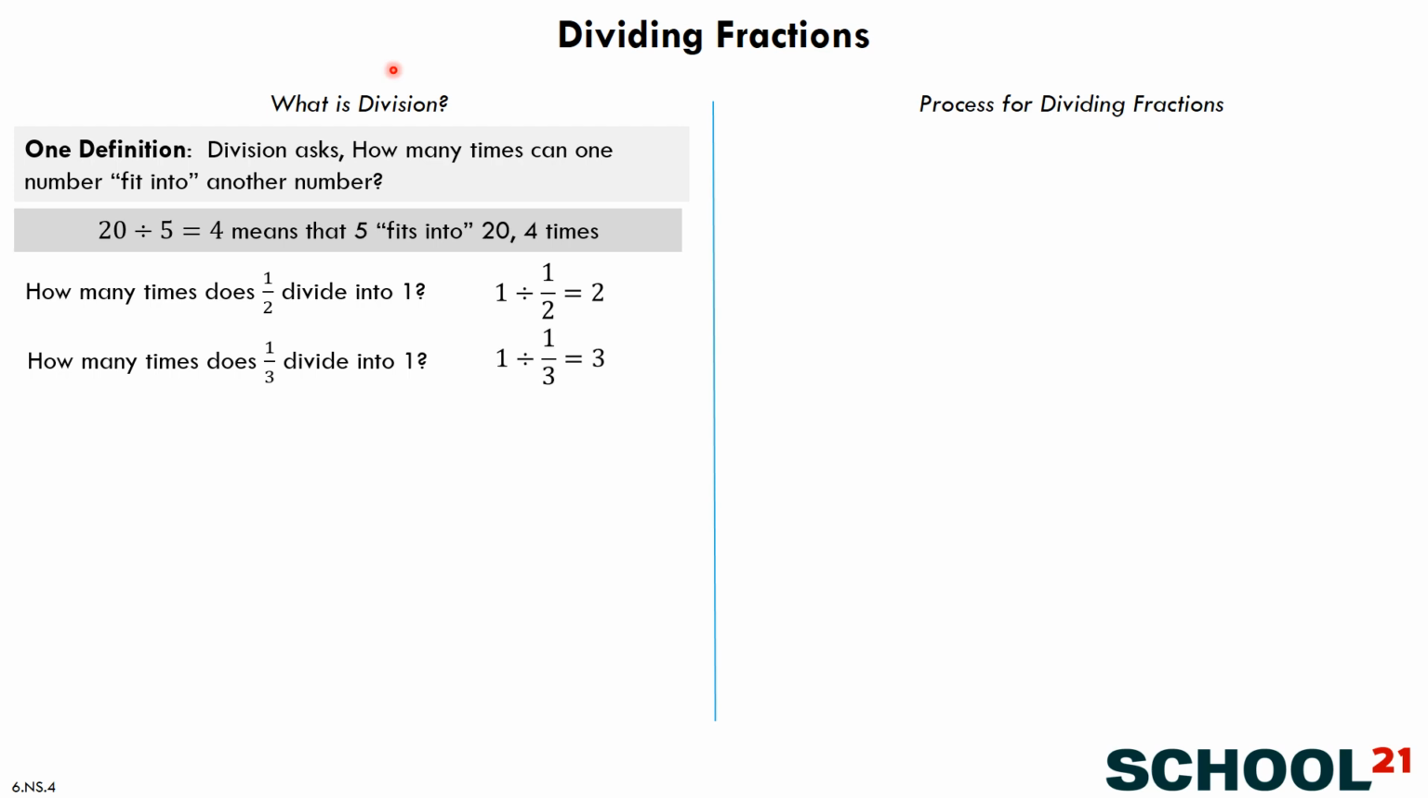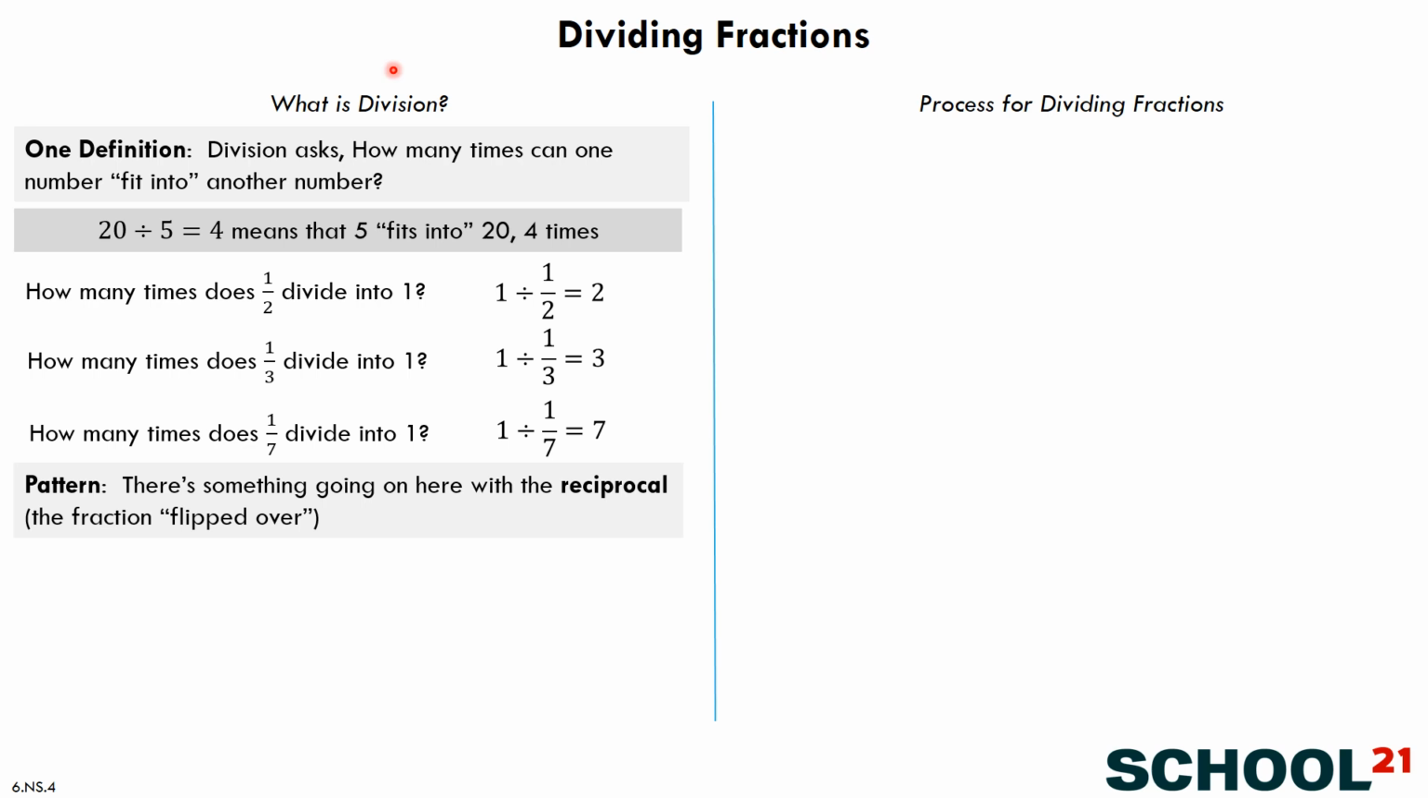We can keep going. Let's just jump up to how many times does 1/7 divide into 1? 7 times. Okay, so do you see a pattern here? There's something going on here. Let's go ahead and write it. I've written here, there's something going on with the reciprocal. So now let's figure out what the reciprocal is. The fraction is flipped over.